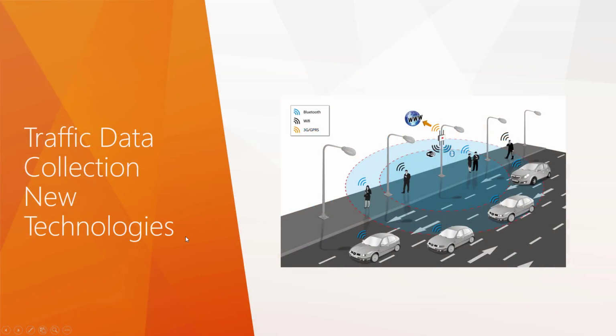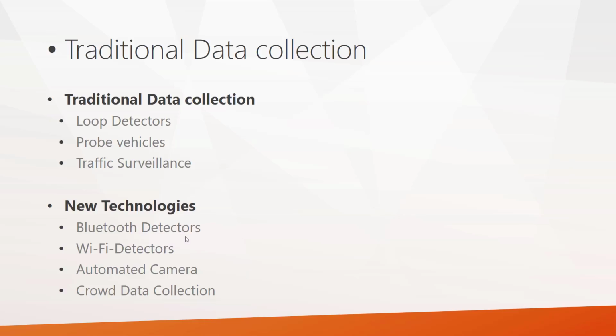In recent years, there have been huge changes in traffic data collection. New technologies have been introduced to traffic engineering, and there are multiple sources of information that can be used in real-time and offline traffic and transportation infrastructure improvement. Traditionally, traffic agencies were using loop detectors, probe vehicles, and traffic surveillance to optimize traffic and come up with better plans and strategies, and a better understanding of the network situation.